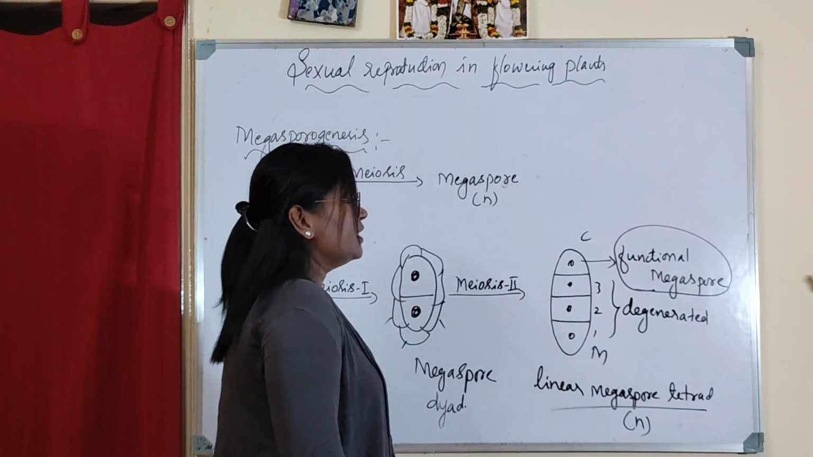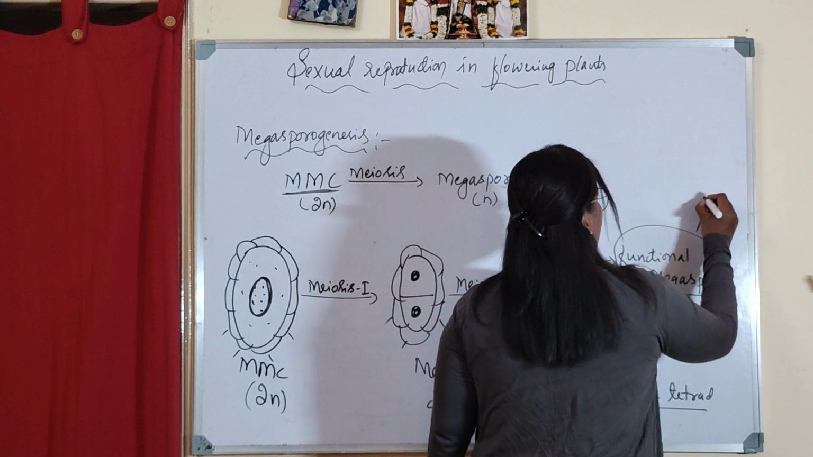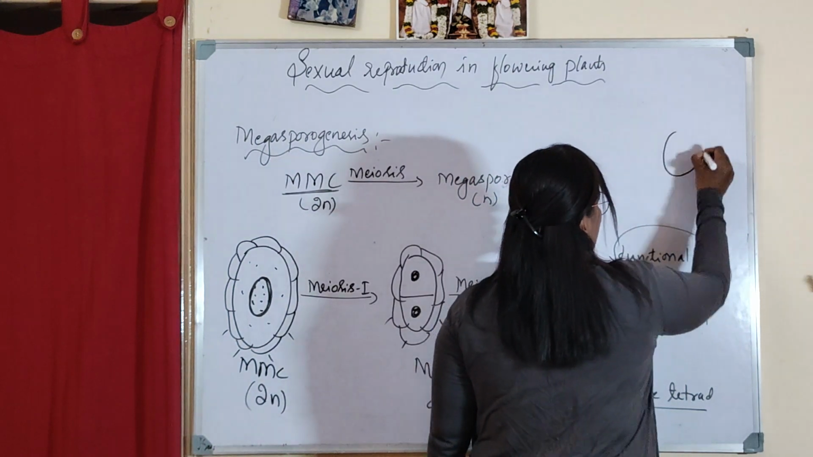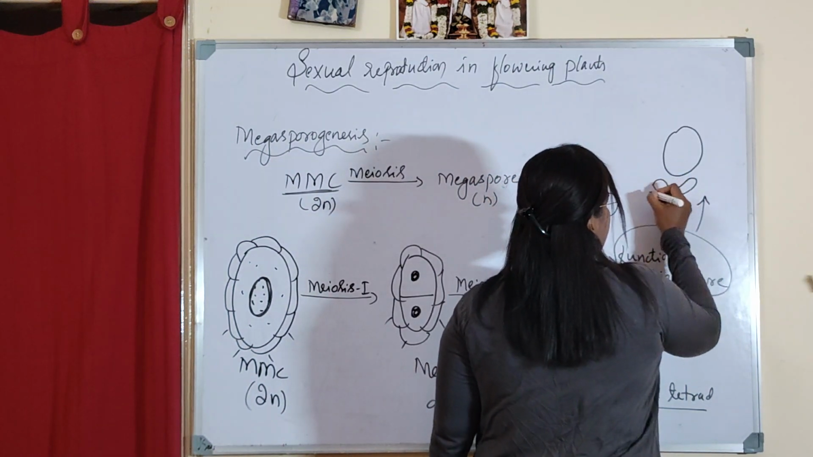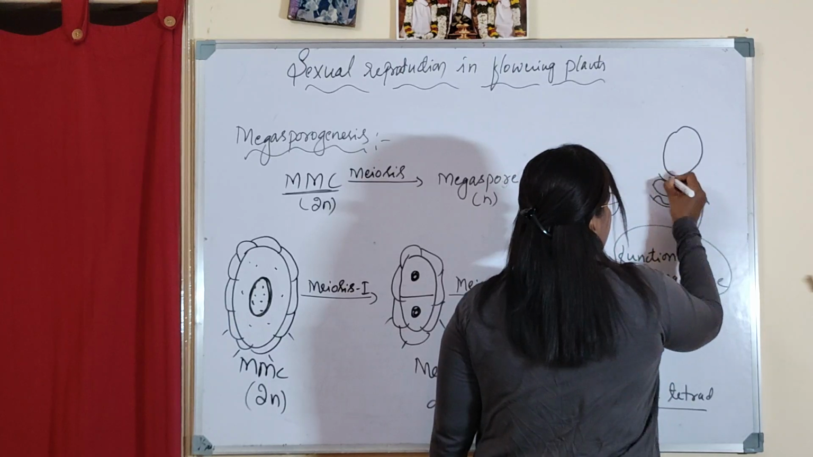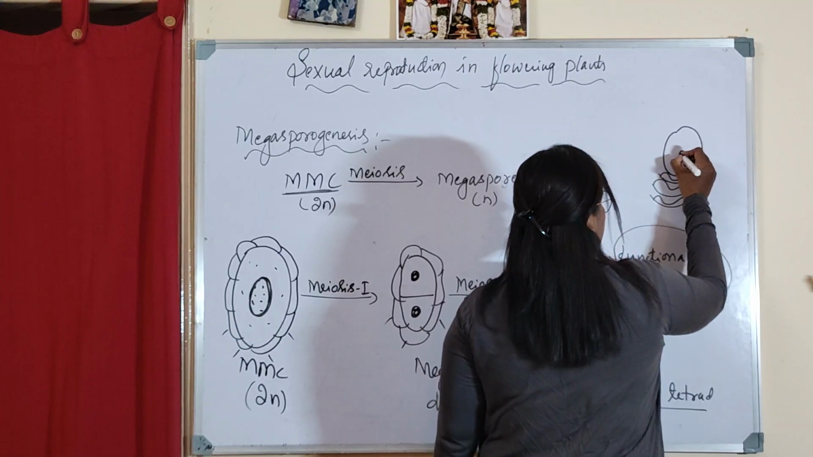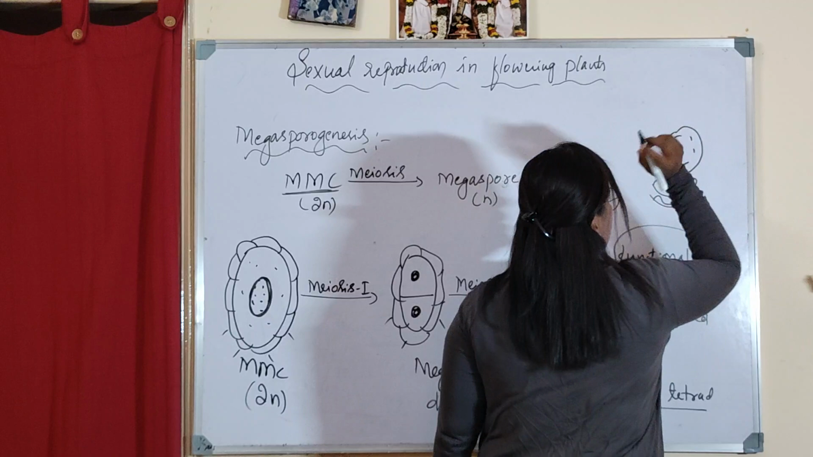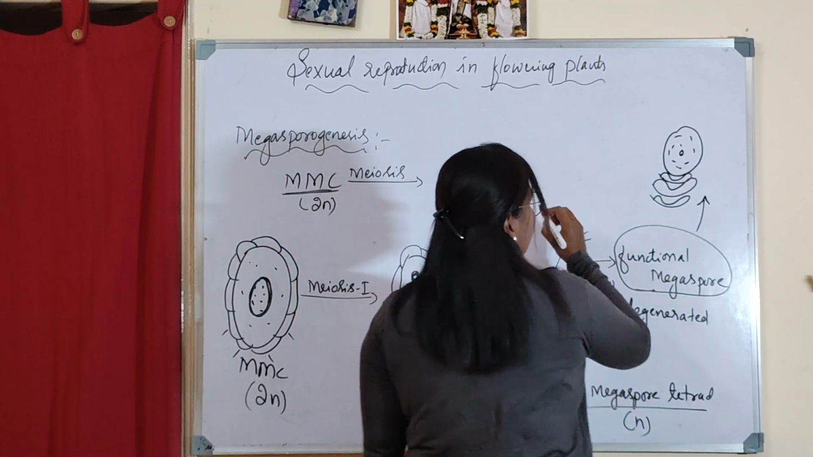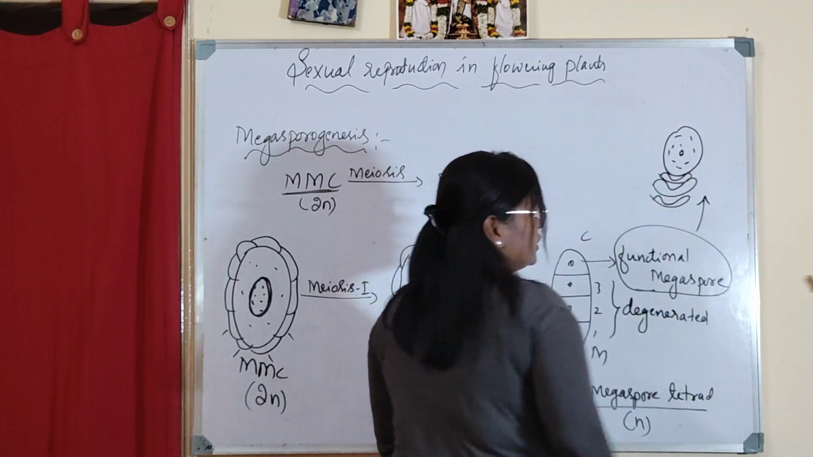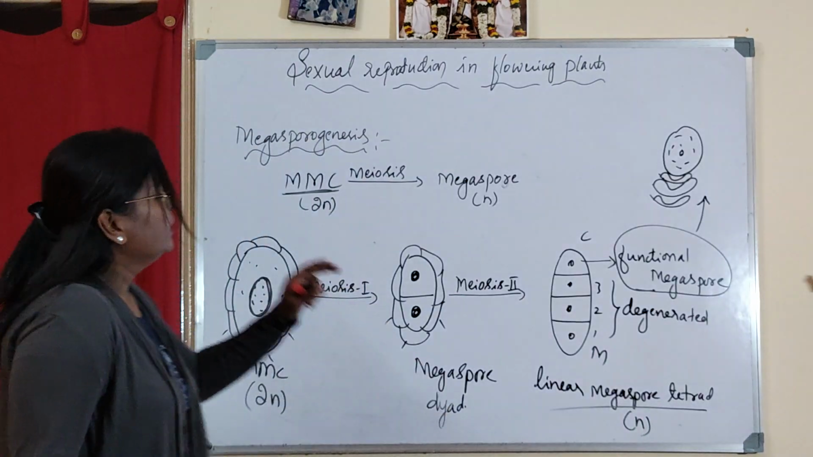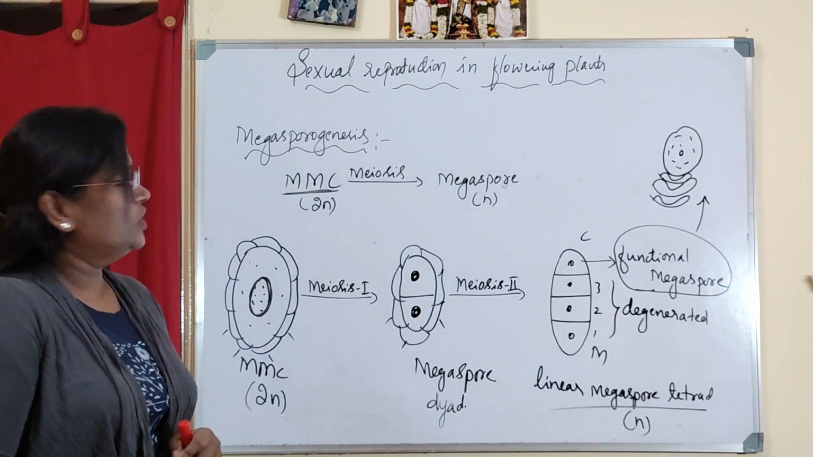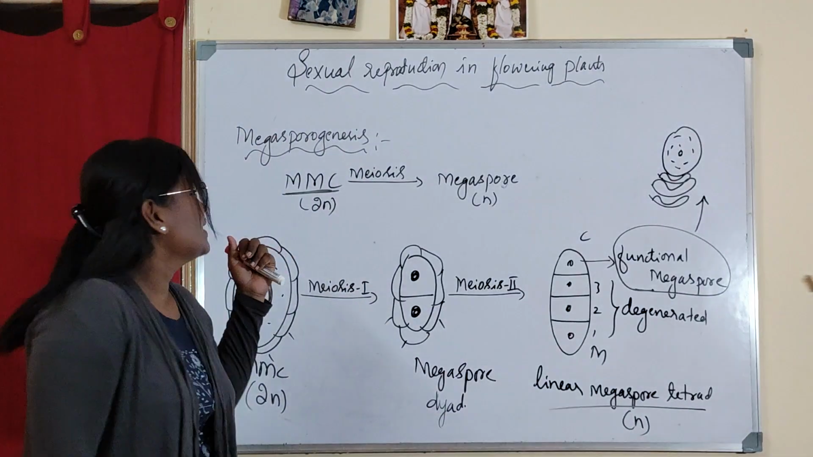So this is the functional megaspore. Later on, this functional megaspore undergoes mitotic division to form the embryo sac.